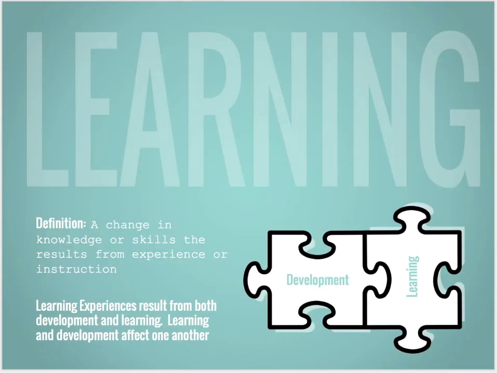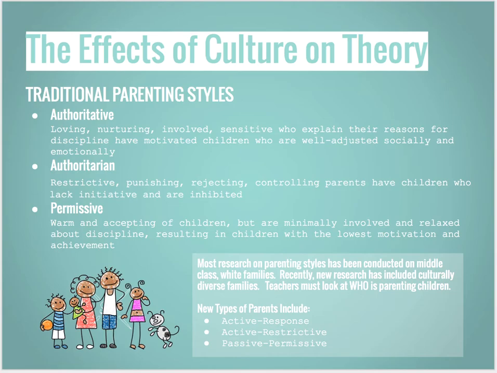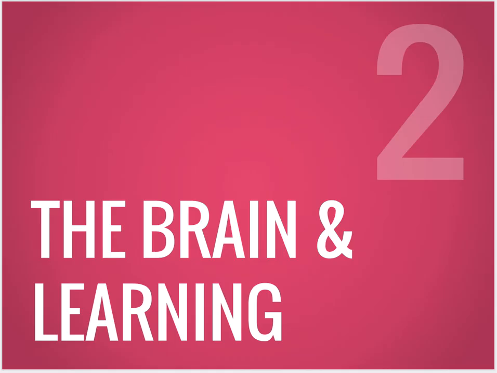Read our fourth slide. And there is a podcast that explains the information on our fifth slide. Our sixth slide discusses the effects of culture on theory. And I'd like you to read this slide. And then we move on to part 2 of the presentation, which is the brain and learning.